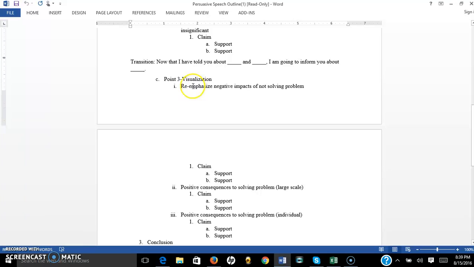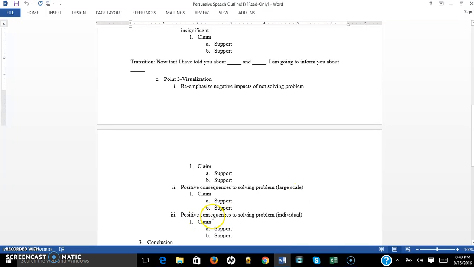So the first claim that you're going to have is you're going to re-emphasize the negative impacts of not solving the problem. So you're reminding them that these bad things are occurring because we haven't adopted my solution yet. And be specific. Then you talk about the positive consequences to solving the problem, large scale. So I want you to talk about how it's going to help our society or how it's going to help a large group of people. Maybe the whole nation, maybe the whole world, maybe the state of Arkansas, maybe your community.